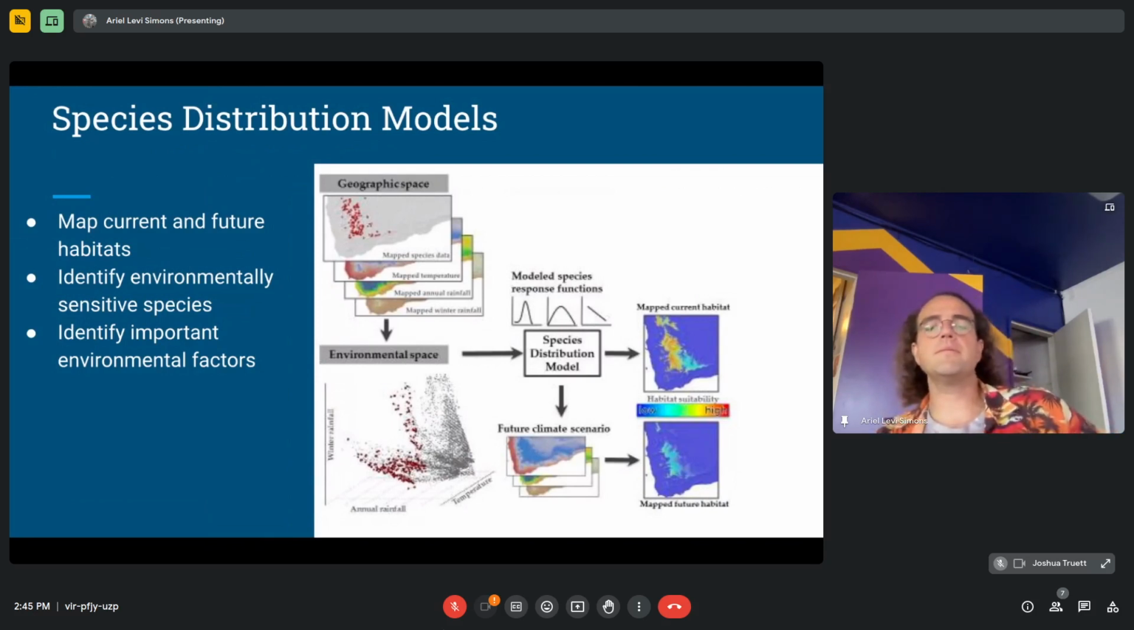All right, that is species distribution model. Wait, what? Oh, sorry.